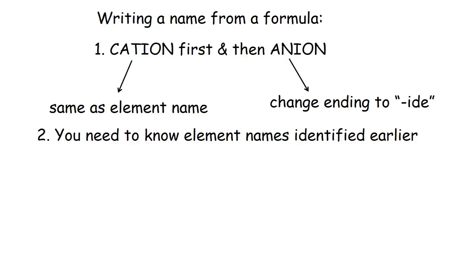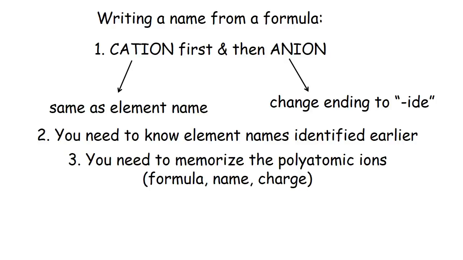Number 2. You need to know element names that were identified earlier. Earlier in the semester when I told you I wanted you to know certain elements from the table, go back to that. Those are the elements I want you to know the name of. So it's not every element on the table. I don't remember all the elements on the table either.